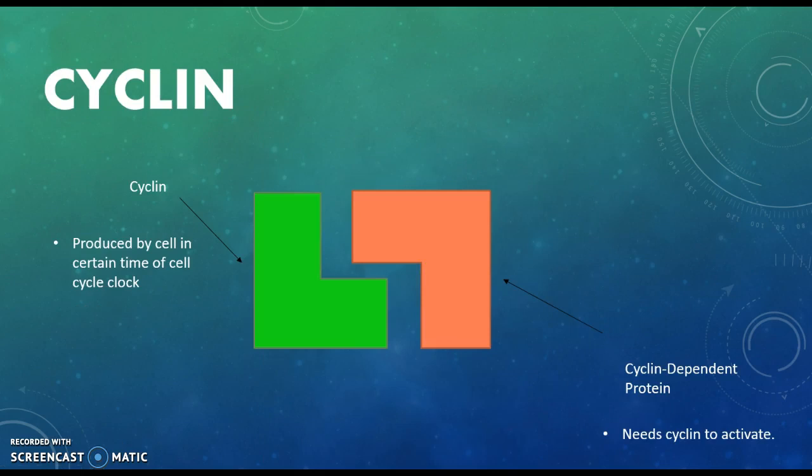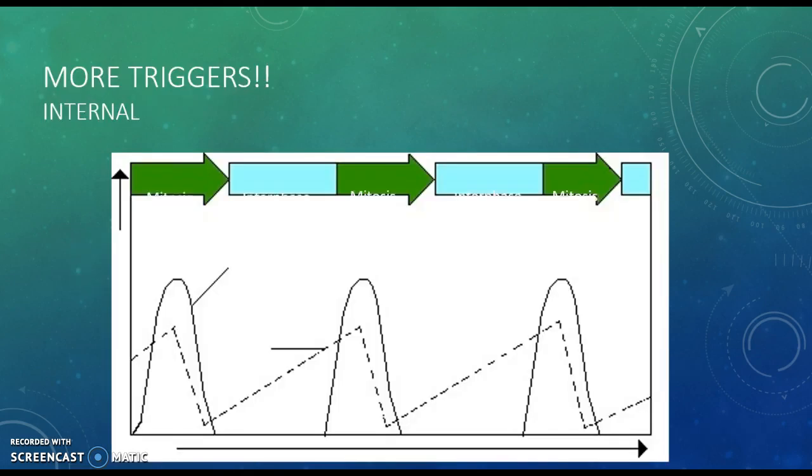And this is a CDP, a cyclin-dependent protein. These proteins need cyclin to activate. If they don't have cyclin, they can't activate, and the cell will cease to carry out its function. More triggers. So this is mitosis. So what I told you, the MPF and cyclin dependency is an example of internal triggers.